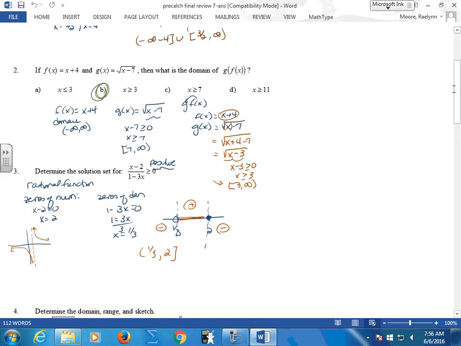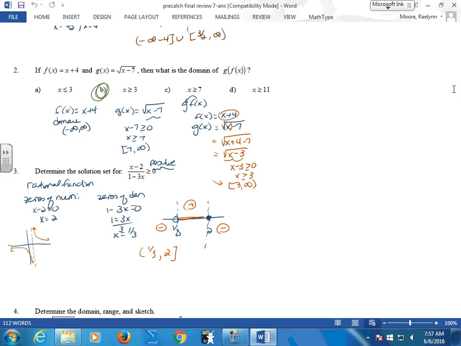Finding domains, make sure you put the f of x into the g, however way it asks. You have three domain restrictions. It was on your formula sheet; I wrote them on the back. In a fraction, the denominator cannot be zero. In a radical, set it greater than or equal to zero. And a radical under a denominator, set it greater than zero. And just find that.